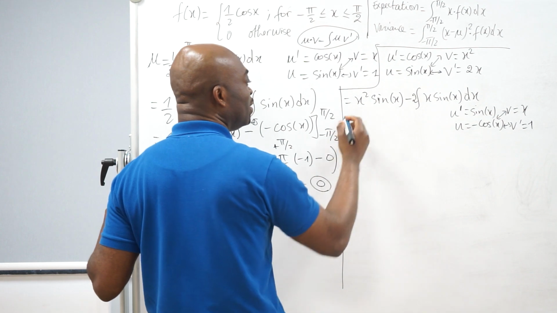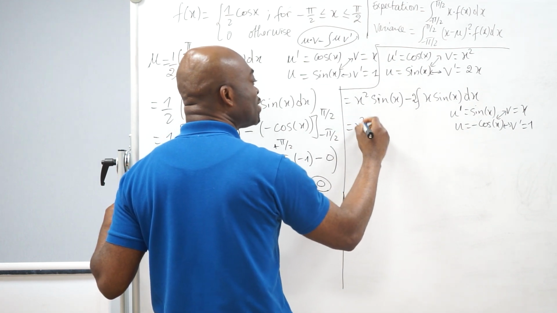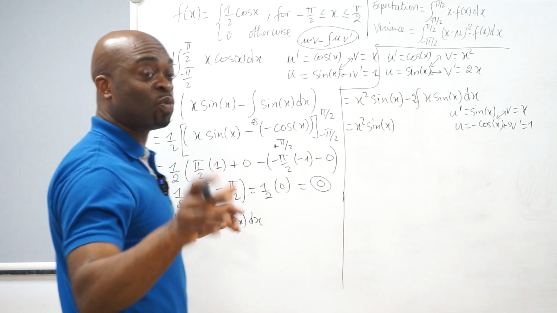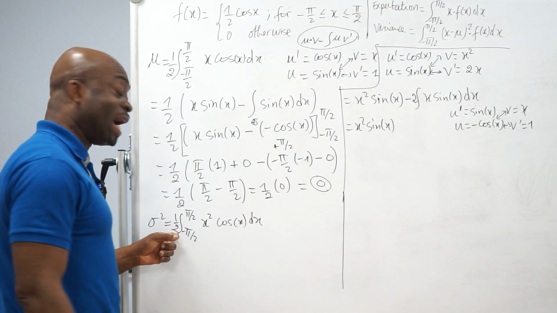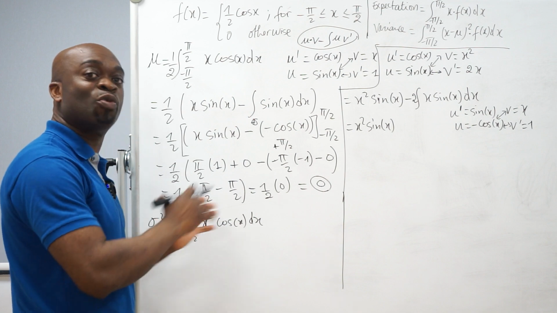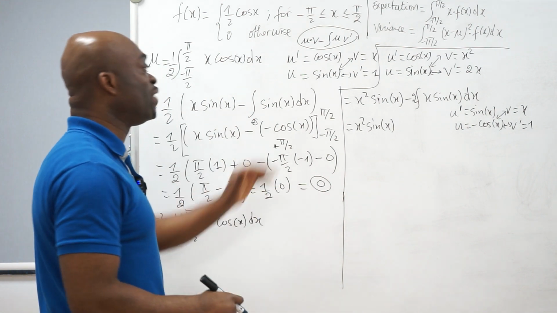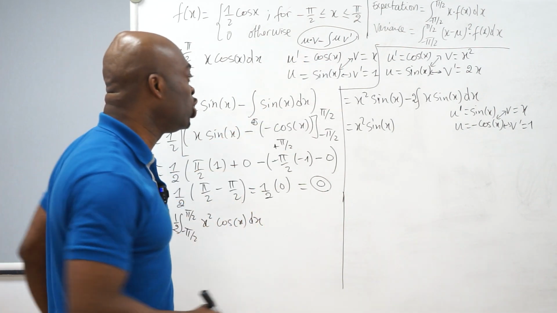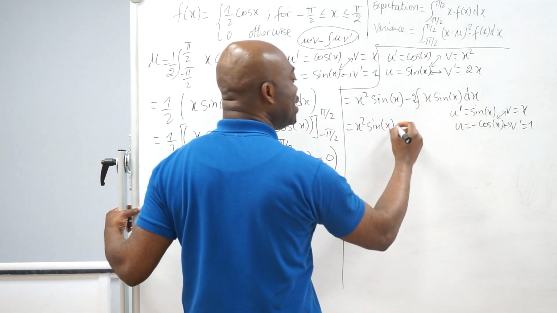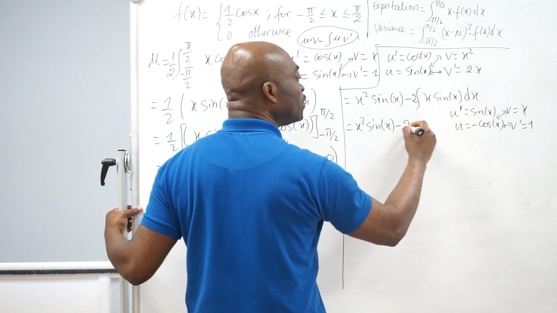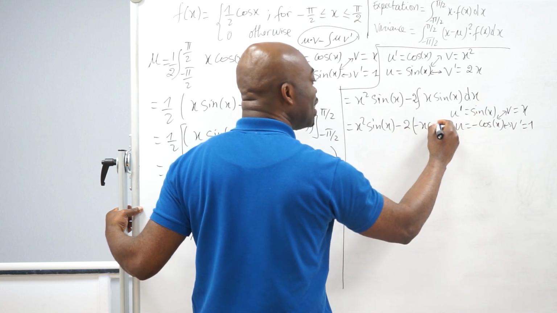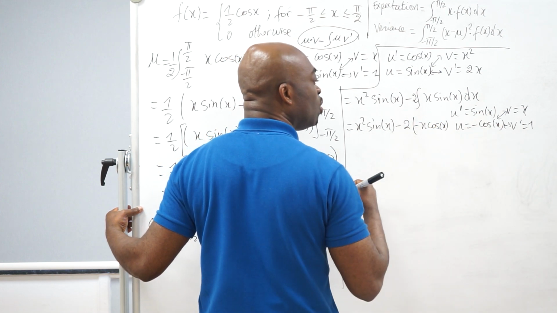u times v. So this is equal to x squared sine of x. Now at this point, let me just tell you something. The half, we just left it out for now. We're going to use it later on, because if not, you're just going to be dragging it, and it doesn't look good. So x squared sine of x, and then minus twice. So twice now, negative x cosine of x.